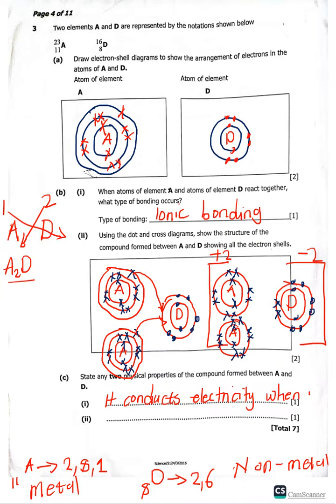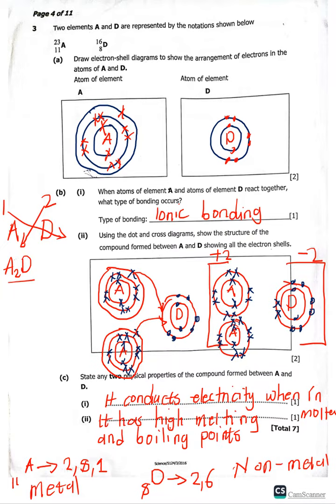When in molten state. Then the other one has a high melting and boiling point. So these are two physical properties that we can state.